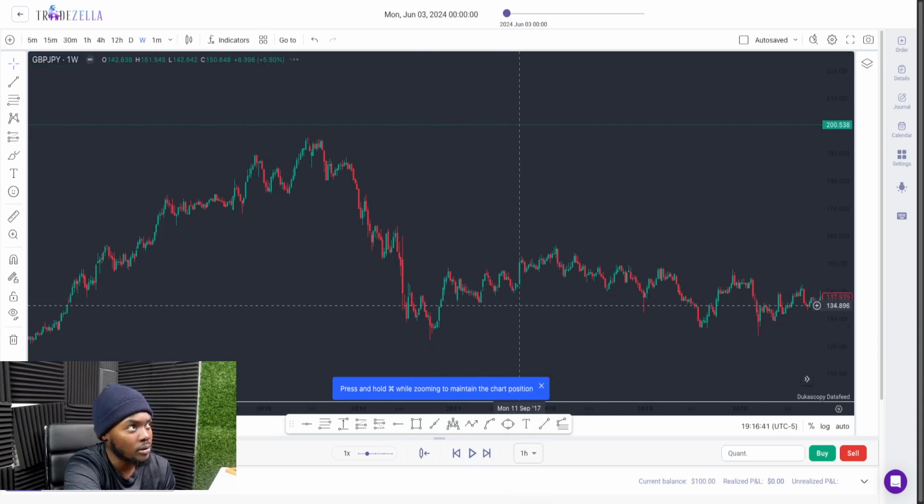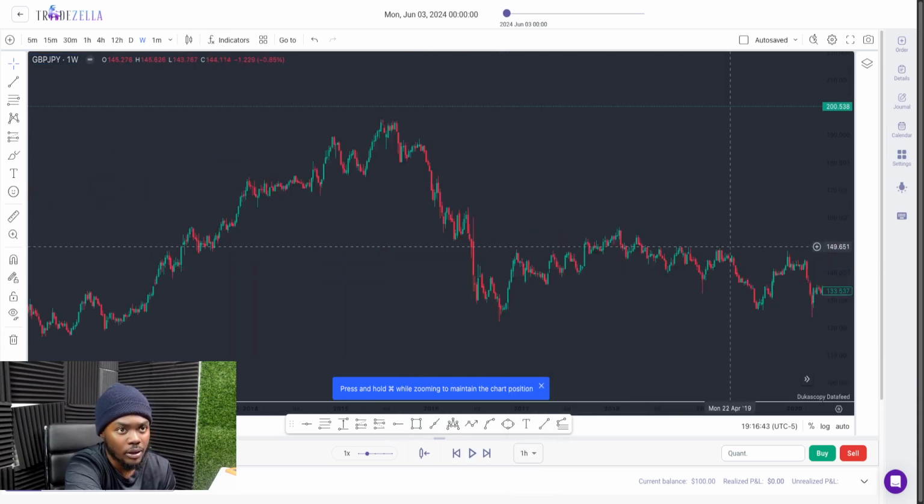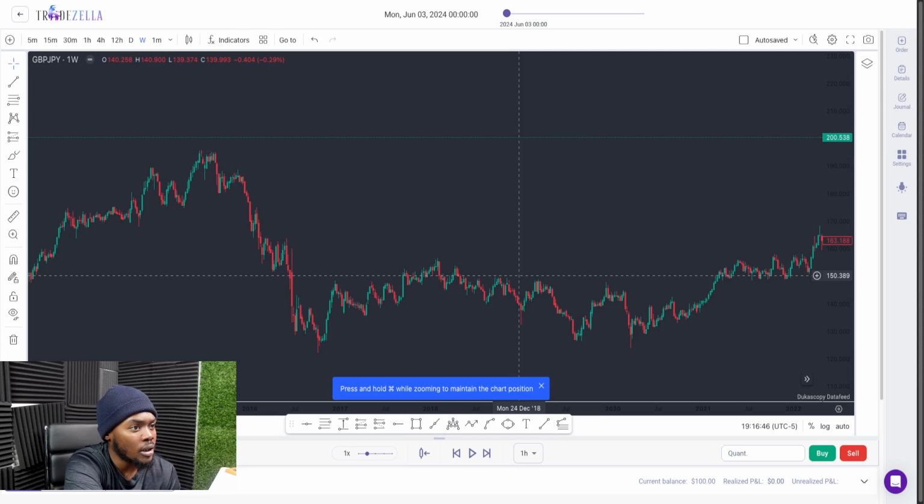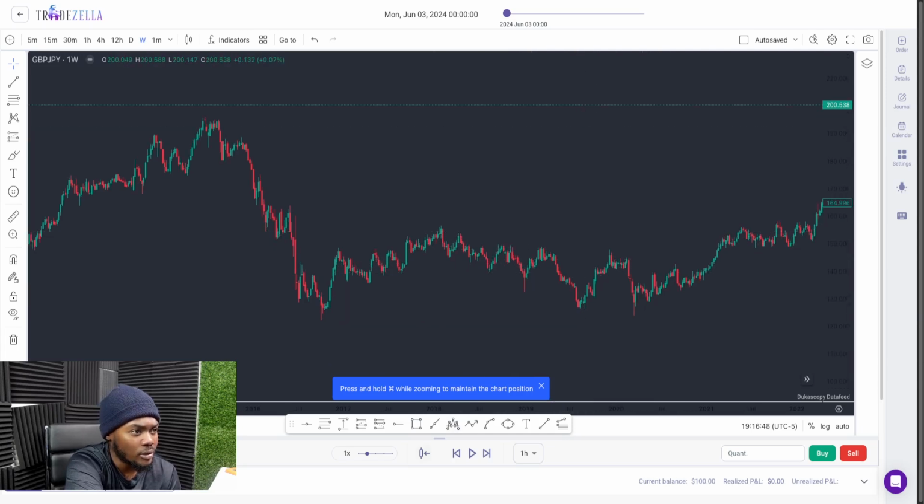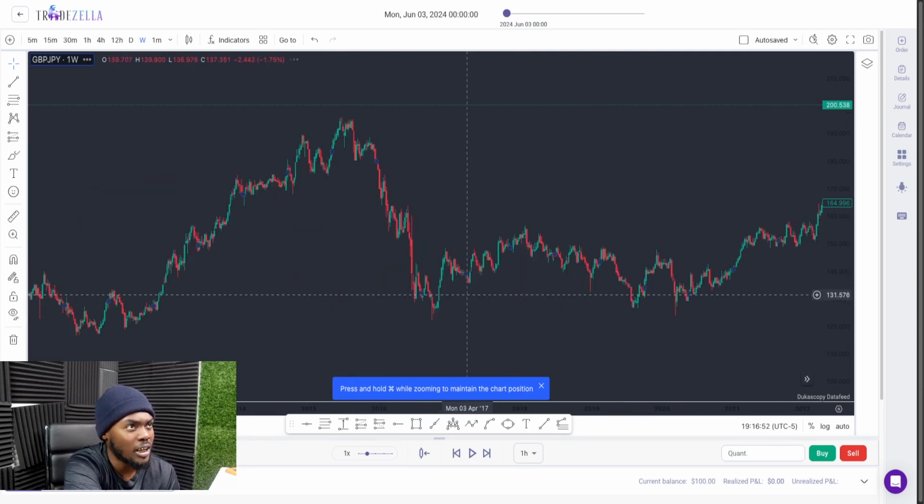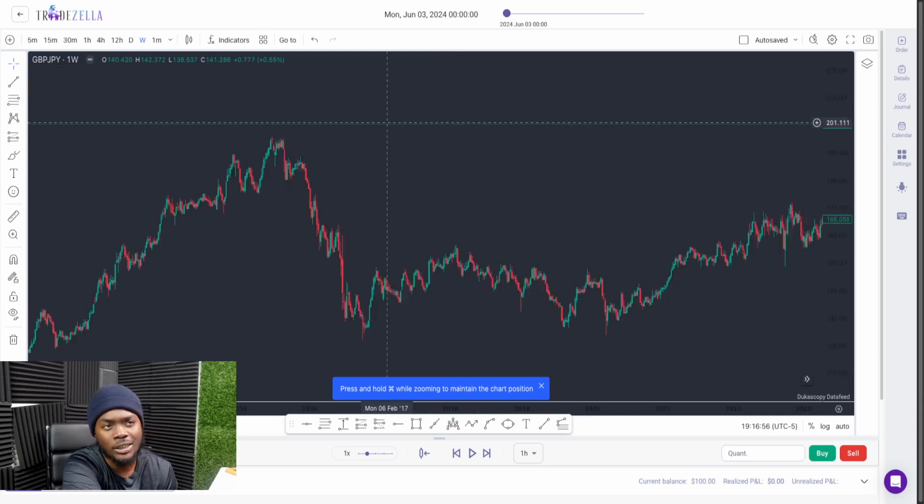For some reason, I don't know what's going on. Why is it not letting me? But anyway, I don't know why it's not. I guess it's not having the replay option, kind of like TradingView. You guys know TradingView and the replay option. But this is not that.